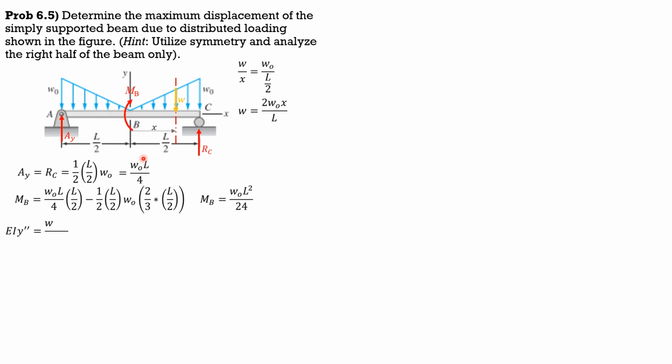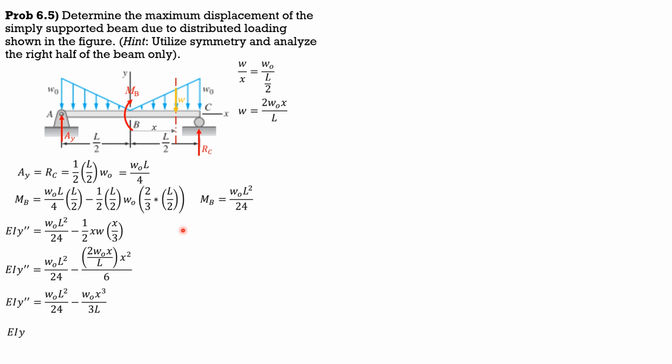EI y'' is equal to M_B, which is W_O L²/24, minus the moment of this load, 1/2 of X, W times X/3. Substituting the value of W, EI y'' equals W_O L²/24 minus 1/6 W, which is 2 W_O X/L, times X². Simplifying further, EI y'' equals W_O L²/24 minus W_O X³/3L.